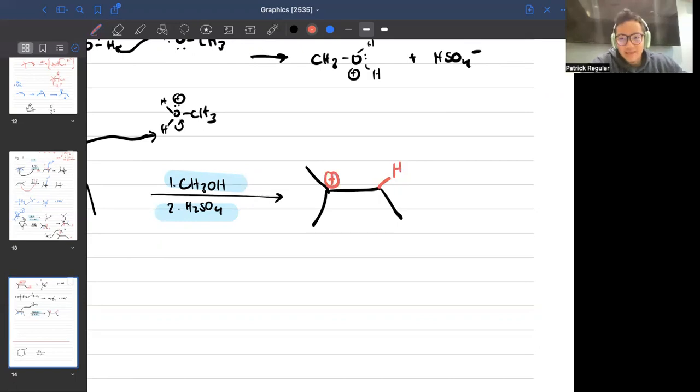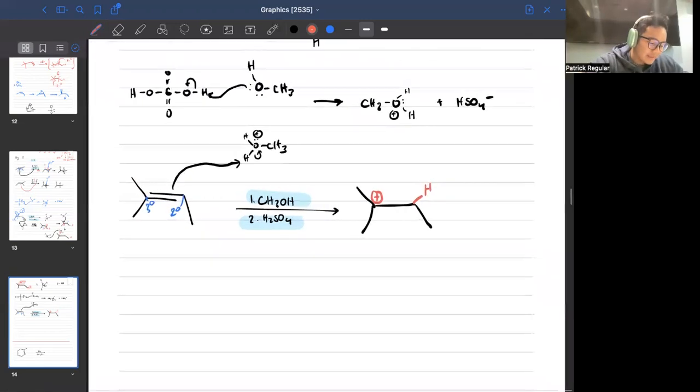Carbocation forms wherever that electrophile isn't, because there's a void. Carbocation, we'll look at it. It's on a tertiary carbon. Will it shift? It can shift, but it won't, because tertiary, that's what it likes. It doesn't need to. It doesn't need to make it complicated.